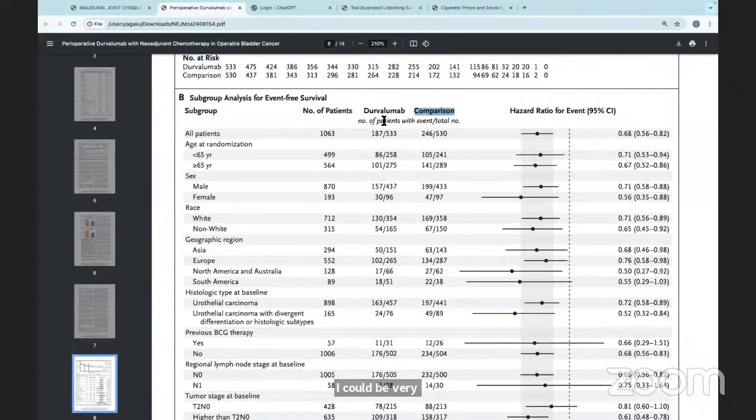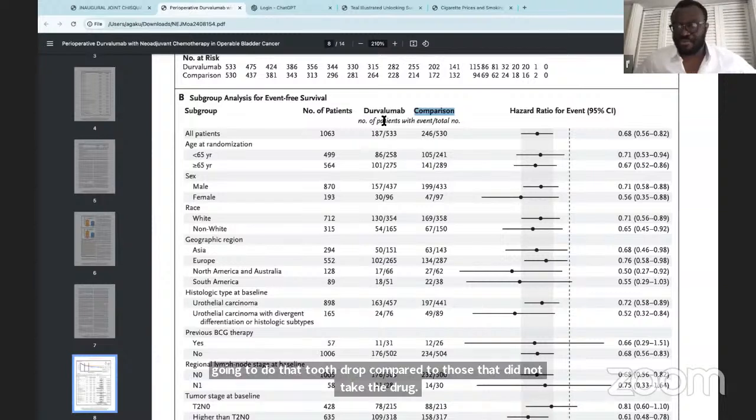Among the males, the risk of death among males that were exposed to the drug durvalumab is 0.71 that of those that did not take the drug, meaning that the risk of death is about 29% less among those that took the drug compared to those that did not.